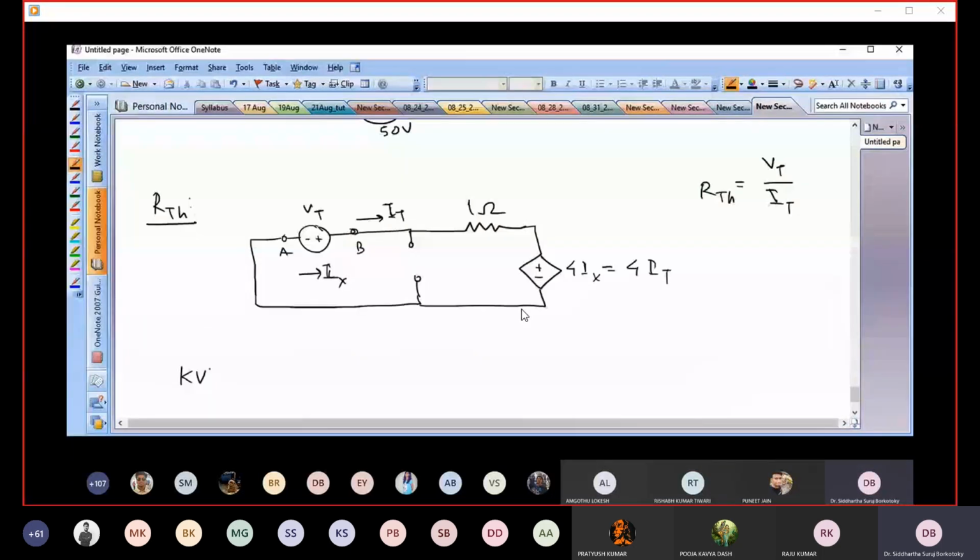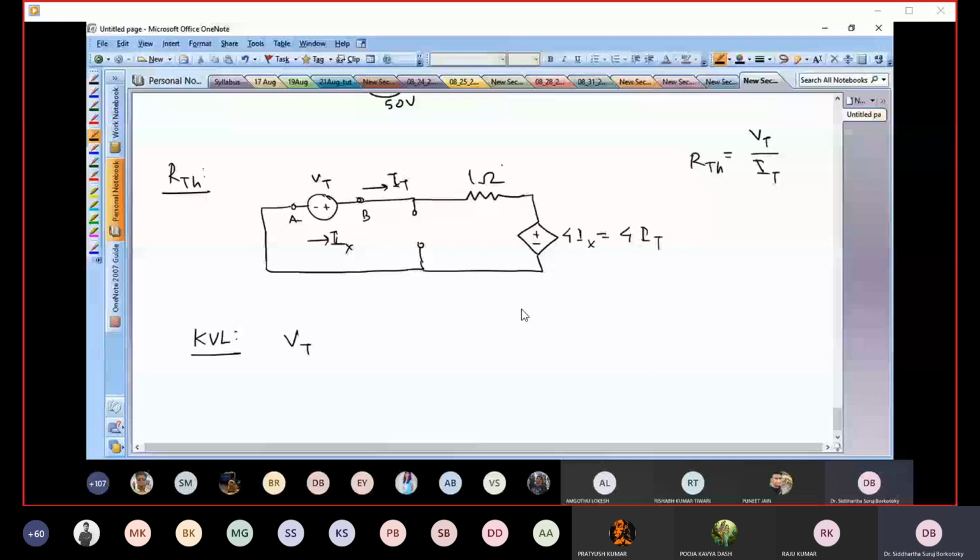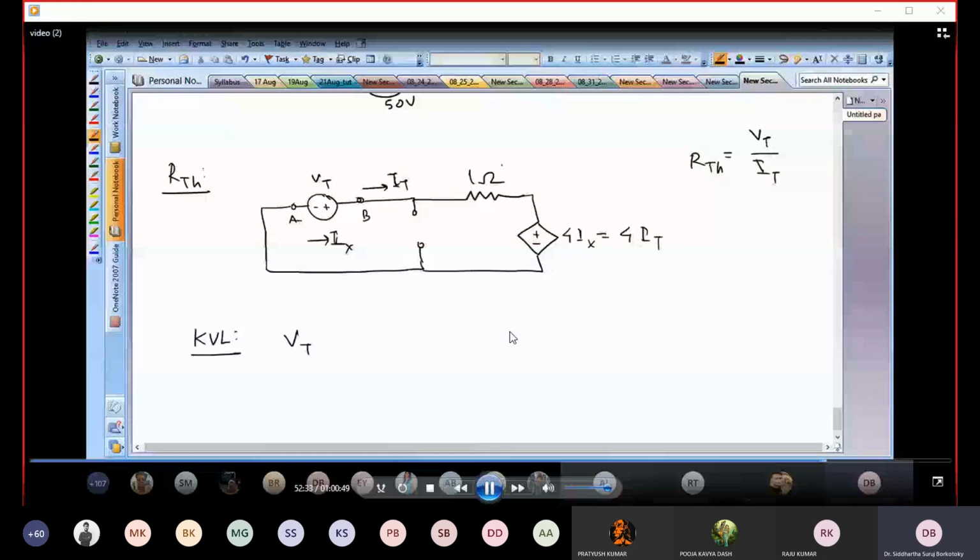Here KCL doesn't make any sense. We have just one loop. So the best thing to do here is to write the KVL equation. What does the KVL equation say? If you sum up the voltages across the loop, they should all sum to 0. So basically, I start from the point A and then I move along the loop. As I move from A to B, I have a voltage rise of Vt. Then as I move in this direction, there's a current IT flowing through this 1 ohm resistor.